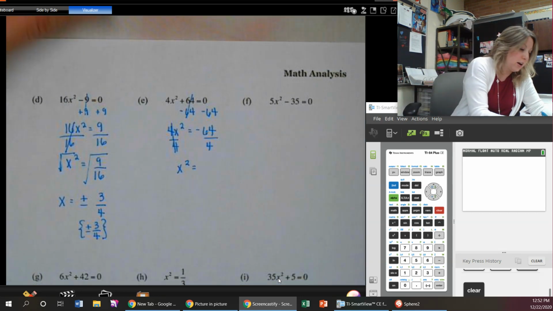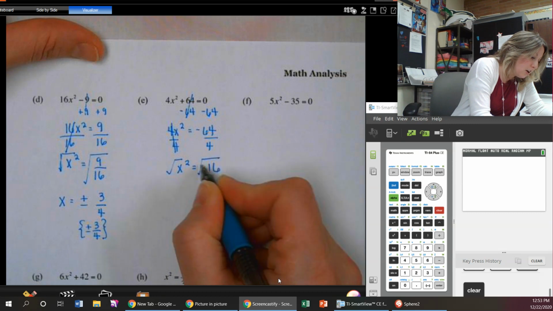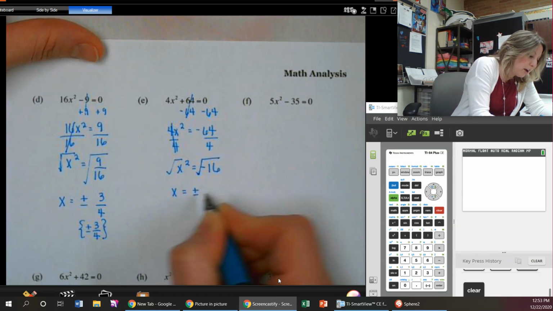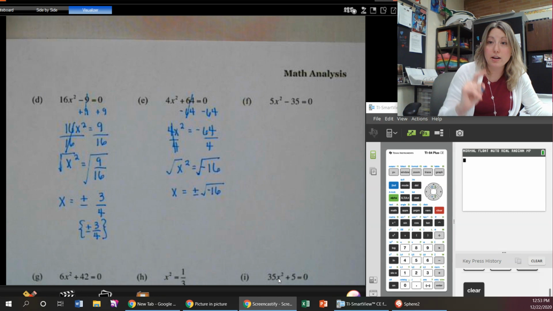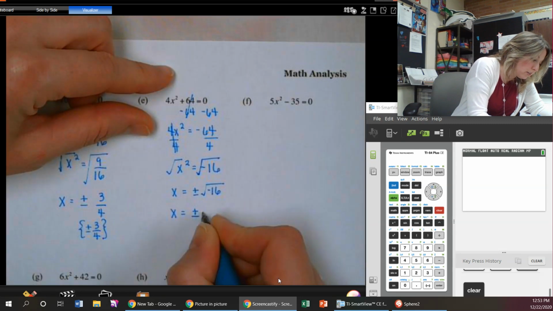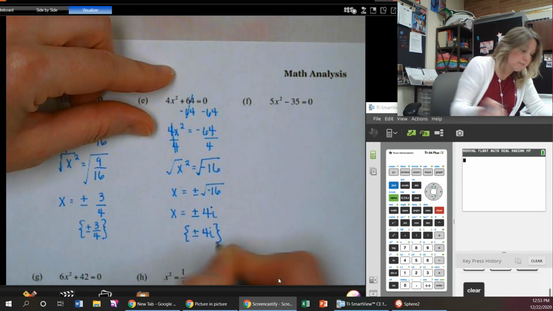64 divided by 4, negative 16. Take the square root of both sides. We know how to deal with a negative under the radical now. So it's plus and minus. I'll do it this way to start so I can remind you. Negative radical 16, right? But the square root of negative 1 is i, and the square root of positive 16 is 4. So this is x equals plus and minus 4i. Just like that.